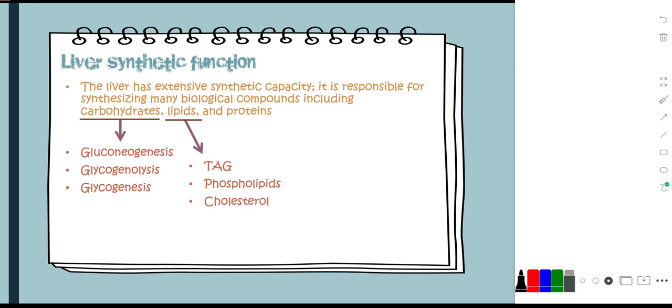Also, we have here the synthesis of phospholipids, and as I have mentioned, guys, the cholesterol found inside our body usually comes from the liver and not from the food that we eat. In fact, 70% of the cholesterol found in the body is actually synthesized by the liver.